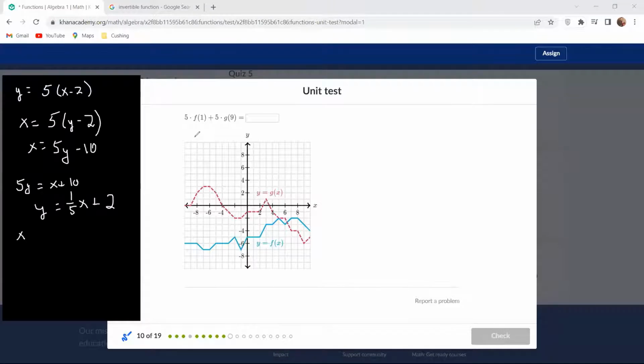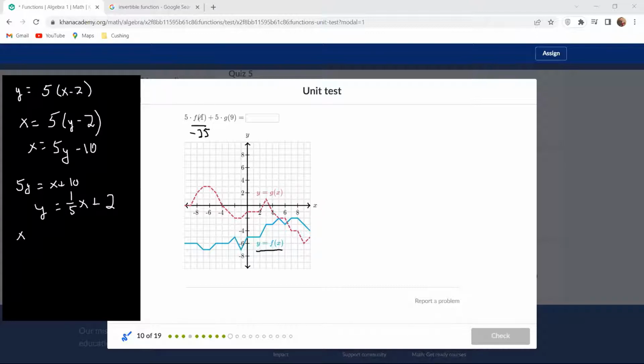All right, so this says 5 times f of 1 plus 5 times g of 9. So they're using function notation here. You need to understand that f of 1 is when the input is 1. What's the value of the function f? The function f is in blue. When the input is 1, the output is -5. So this is 5 times -5, which is -25.